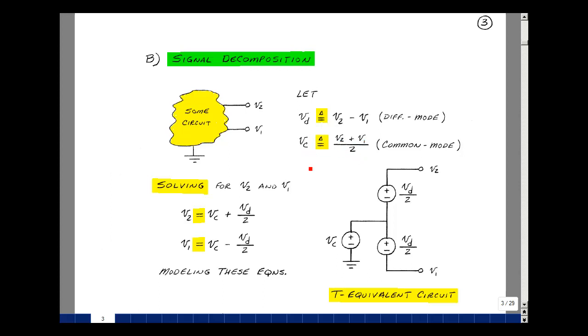I have two equations and two unknowns, V1 and V2, and I can solve for V1 and V2. So V2 is the common mode signal plus half the differential mode signal. And V1 is the common mode signal minus half the differential mode signal.